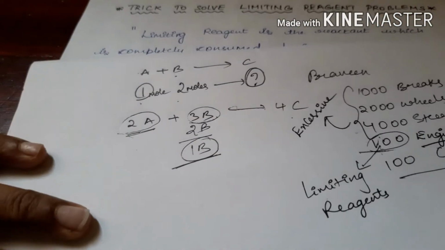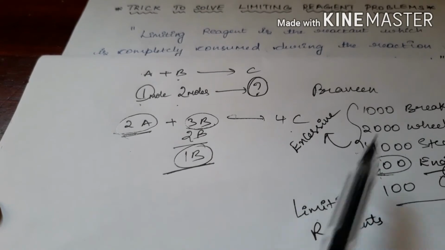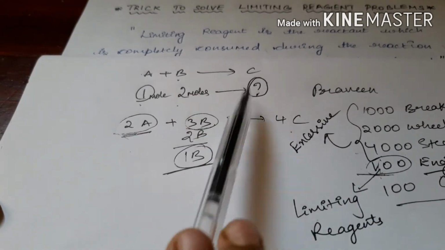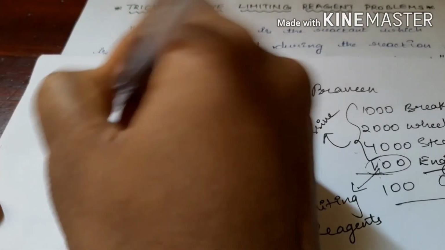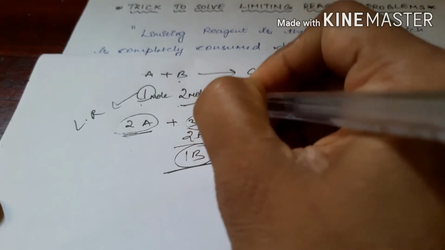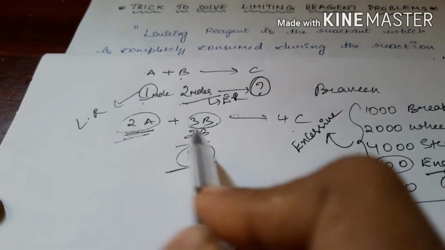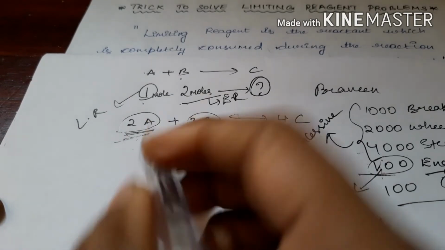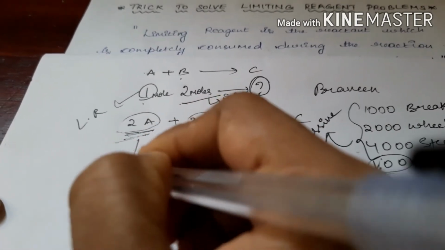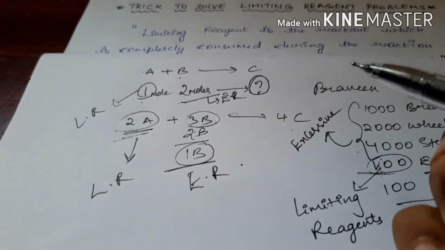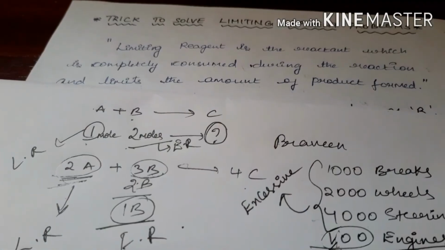Similarly, in this example, 1 mole of A reacts with 2 moles of B to give product C. This 1 mole is known as the limiting reagent, and 2 moles is known as the excessive reagent. Again, 2 moles of A reacts with 3 moles of B, so here 2 moles of A is the limiting reagent and 3 moles of B is the excessive reagent. I think you all understand limiting reagent.